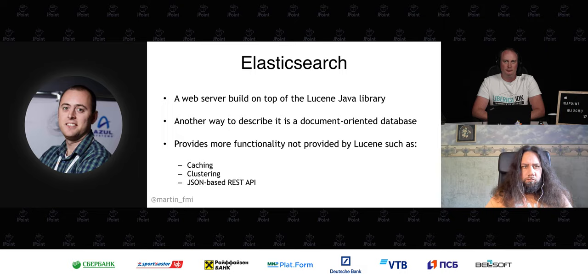So Elasticsearch, you can think of it not only as a web server that allows us to index and search data, but also as a document-oriented database. In Elasticsearch, we can provide other kinds of capabilities which are not present in the Lucene library. You might think, why not use Lucene directly instead of installing a really heavy application like Elasticsearch? Well, the main reason is that Lucene is just a Java library, and you need to write an application from scratch in order to be able to use Lucene.